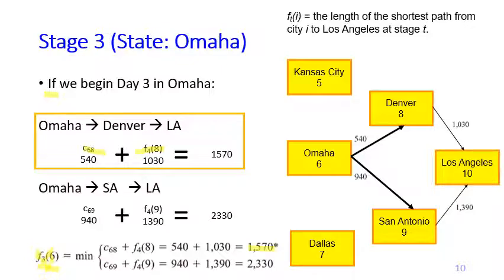Okay, again, these curly brackets mean that we compare two possible options, and then we find the minimum one and denote the minimum option with an asterisk here. So to recap, if we begin day 3 in Omaha, then the best decision with the shorter distance is to go to city number 8, which is Denver.